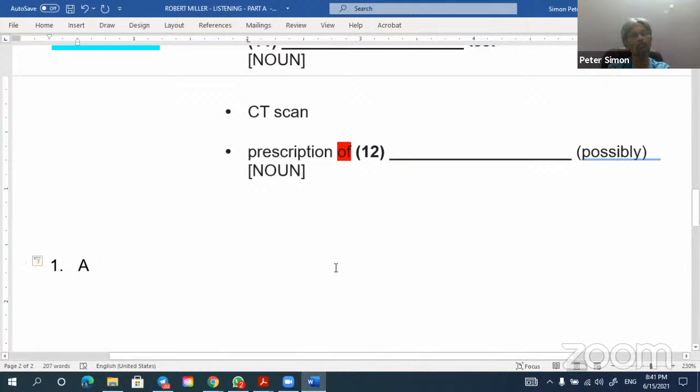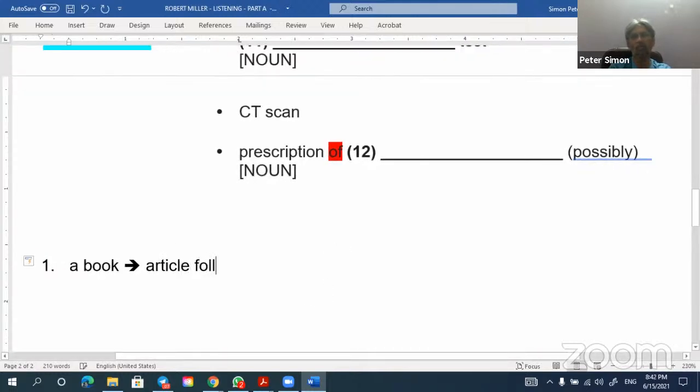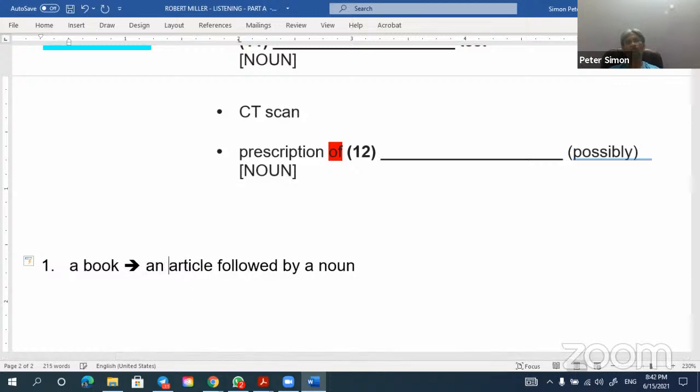A book. Here you can see the relationship. An article followed by a noun. Book is a noun, and "a" is there before it, so "a" is an article. An article precedes a noun.